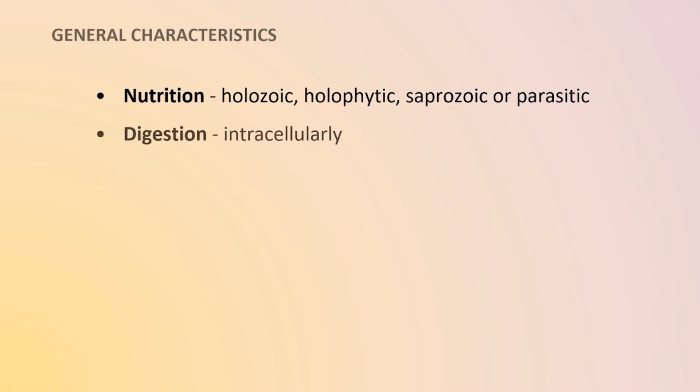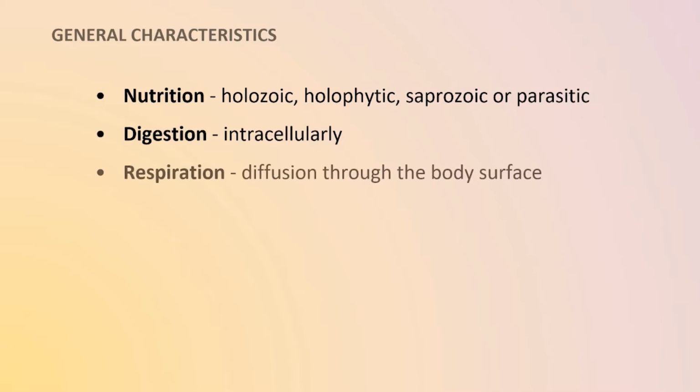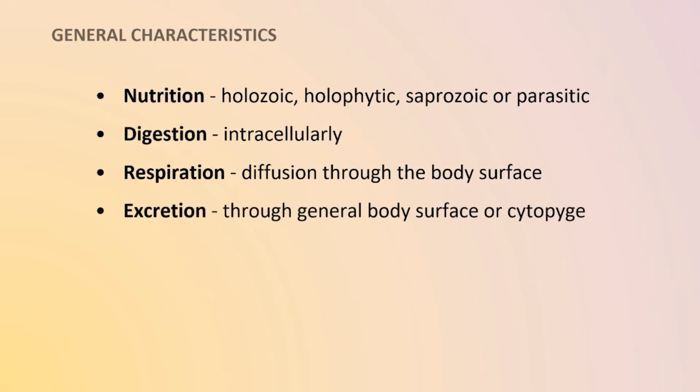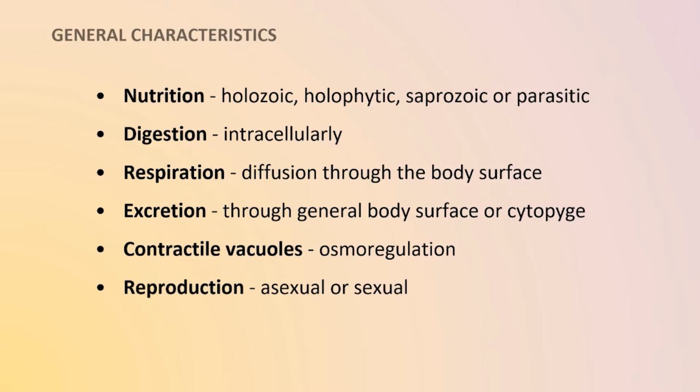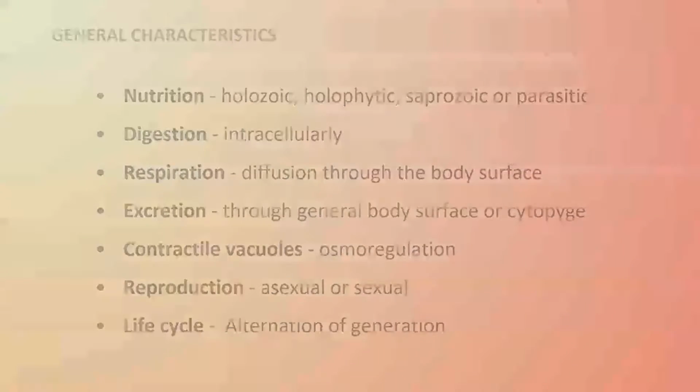The digestion takes place intracellularly. Respiratory mechanism takes place by the process of diffusion through the body surface. Excretion is through general body surface or by cytopyge. The contractile vacuoles help in osmoregulation. The reproduction is either sexual or asexual. The life cycle of protozoans exhibits alternation of generation.